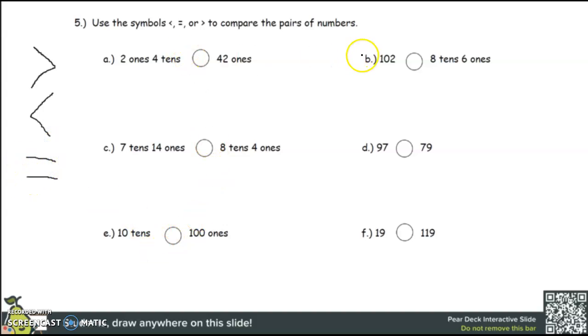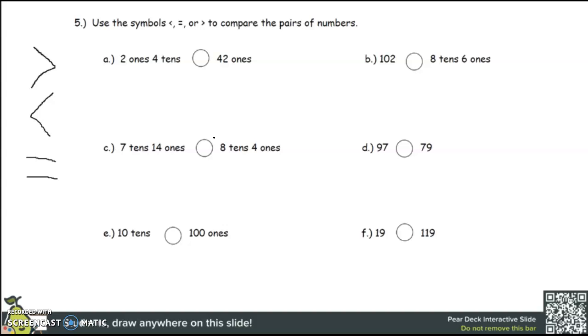For all of these problems, you are going to write the correct symbol inside of the circle. And some of these you're going to have to do some work for, okay? It's not just going to give it to you. I want you to think really, really big. And remember, your alligator always wants to eat the what?